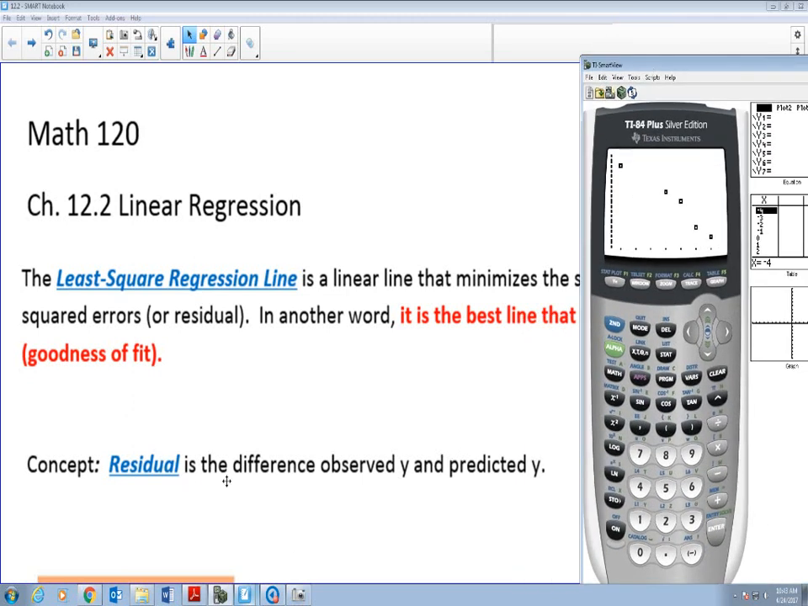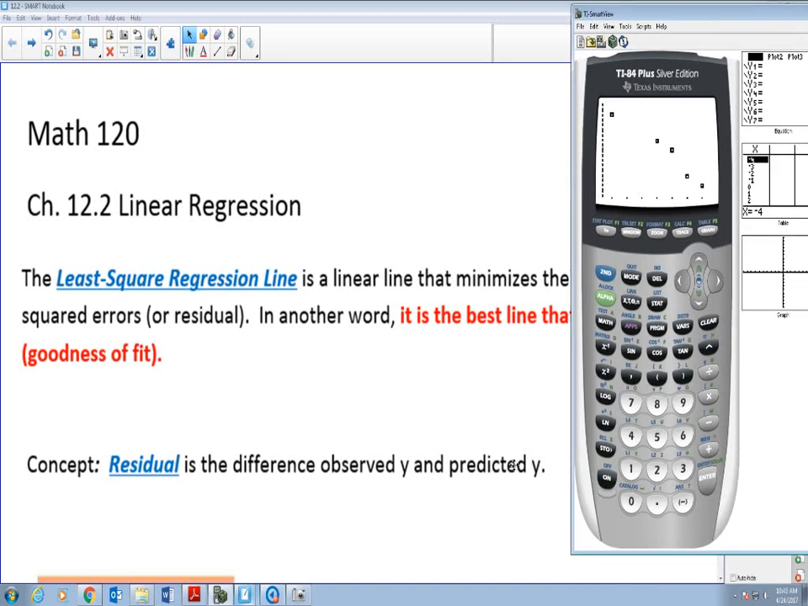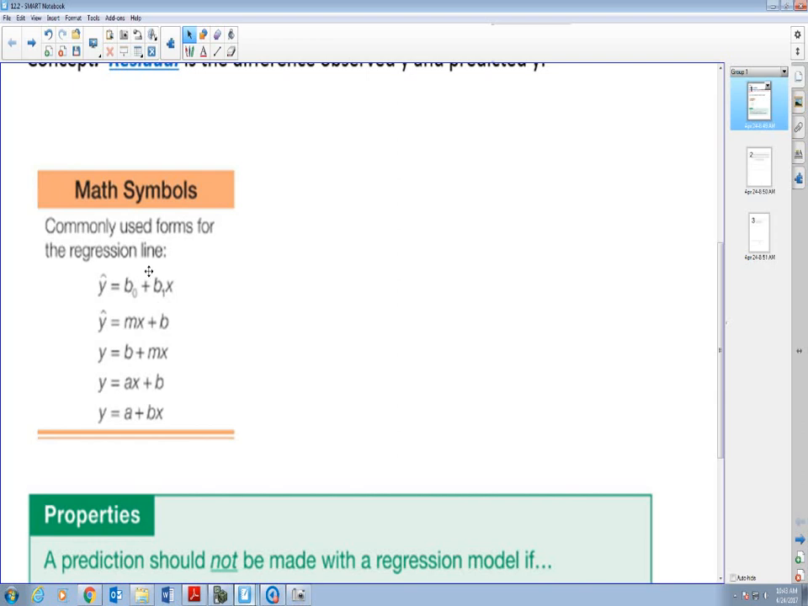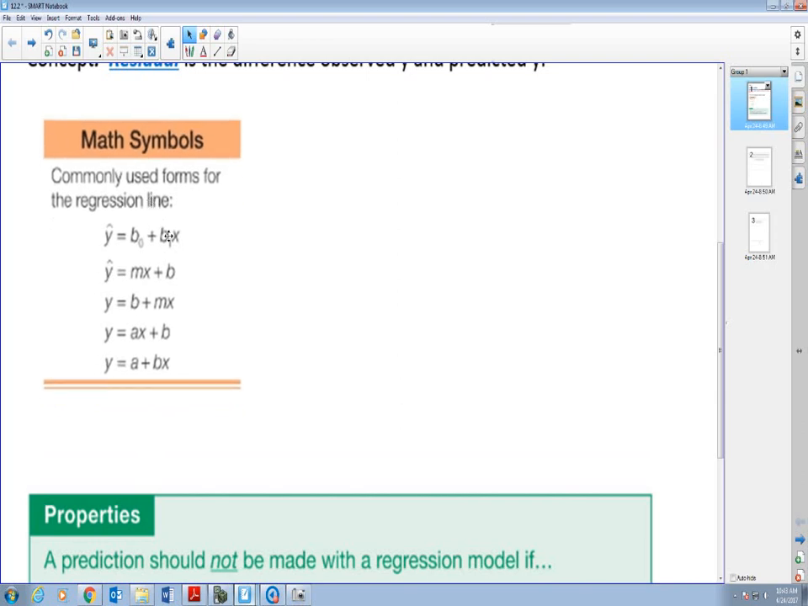A residual is the difference between the observed y and the predicted y. The predicted y will come from the linear regression. These data values are what we already observed and collected. So the point here is to learn how to draw a regression line, a linear line that will best fit through the data that we collect. Do you remember something called y equals mx plus b?